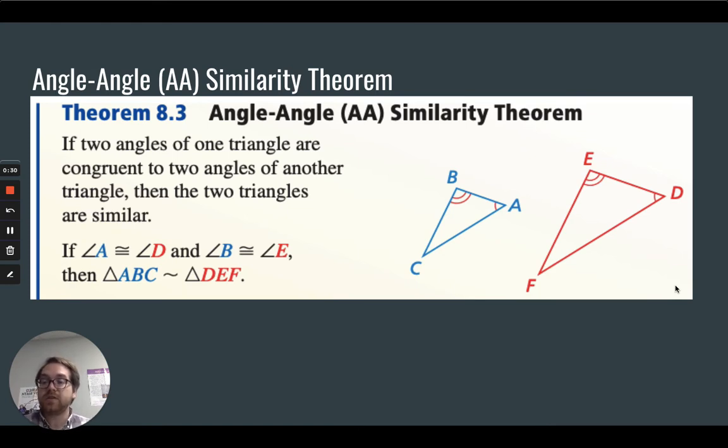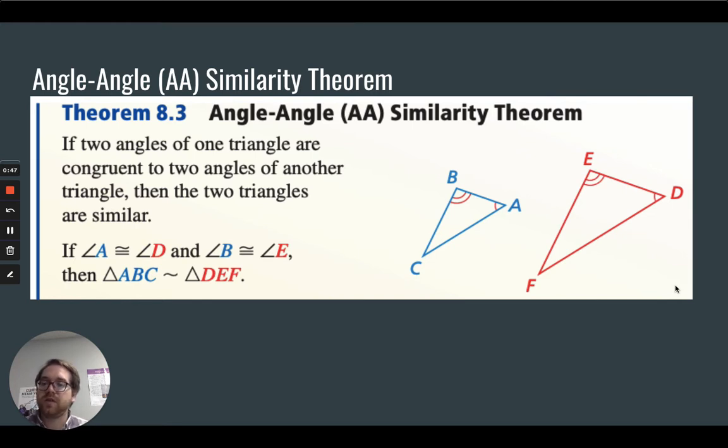So far in this unit, we've been focused on determining if polygons are similar. And so we've been looking at all of their angles and all of their sides. But what we see here is that with triangles specifically, this theorem tells us that we can just look at two angles in each of the triangles.